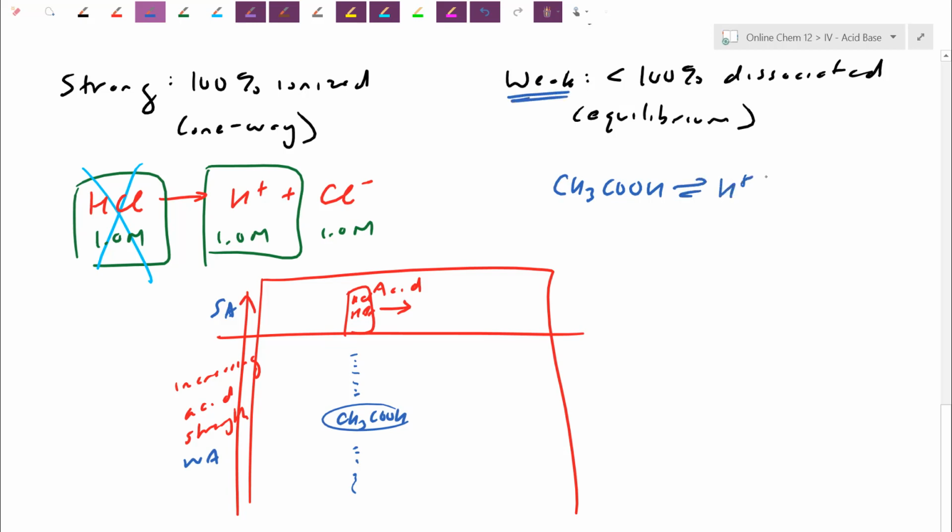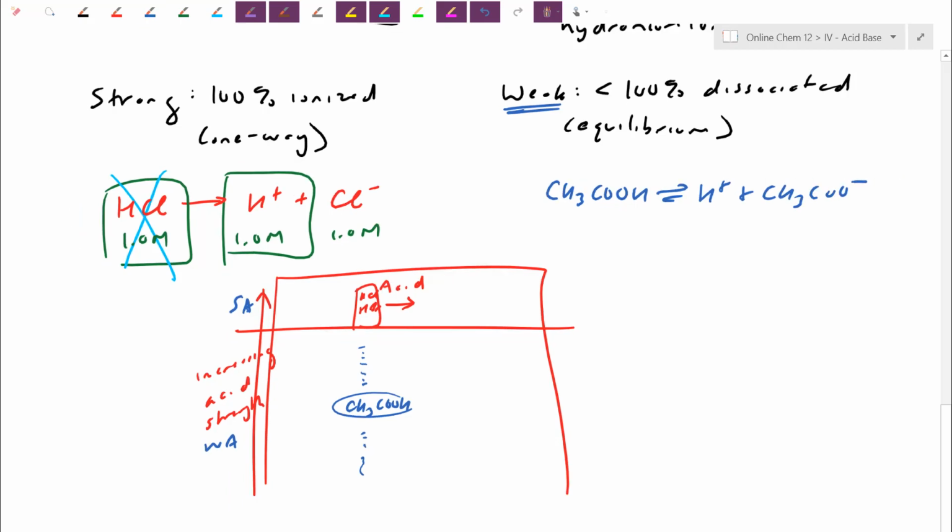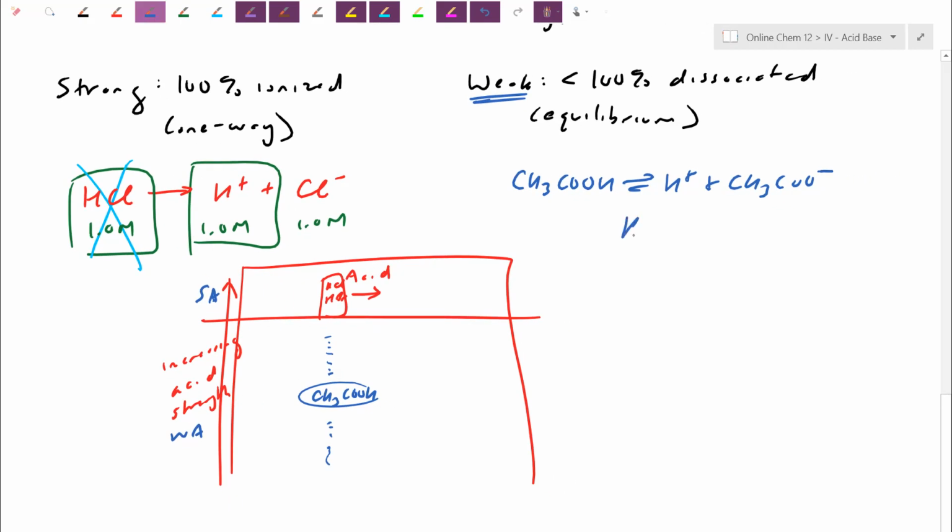Its job is still to donate a proton, H+, and we're going to end up forming our acetate ion. But being weak, if you actually quote the Ka constant, let me just look up the Ka constant for this particular acid. The Ka constant is actually 1.8 times 10 to the negative 5. In general, you're going to find Ka. Ka is basically Keq.